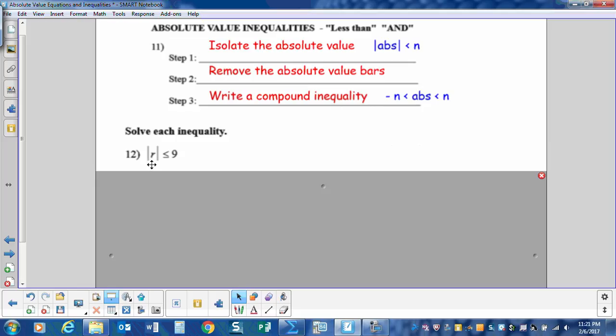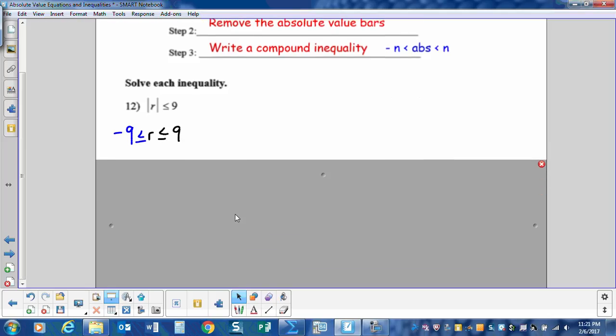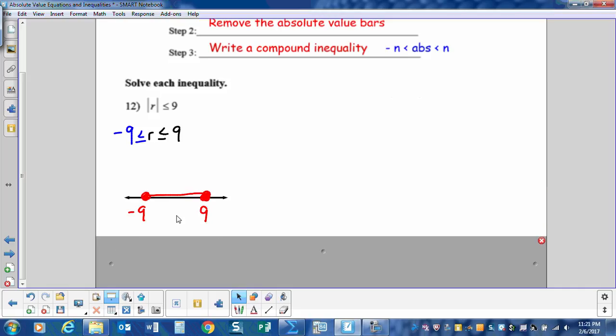So here we have the absolute value of r is less than or equal to 9. And our absolute value is isolated, so we're going to remove the bars and write a compound inequality. We're going to take this positive number and make it negative. And that negative number is going to be less than or equal to whatever's in the absolute value, and less than or equal to the number we have. In this case, I made a graph just to show you: any number between and including negative 9 and 9, r can be any of those numbers.